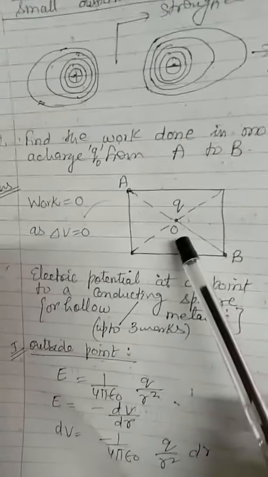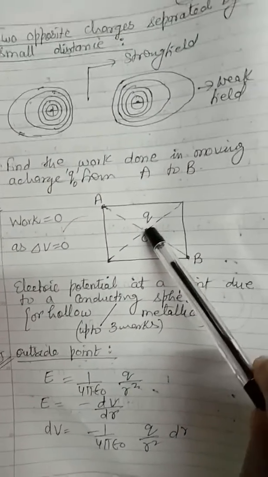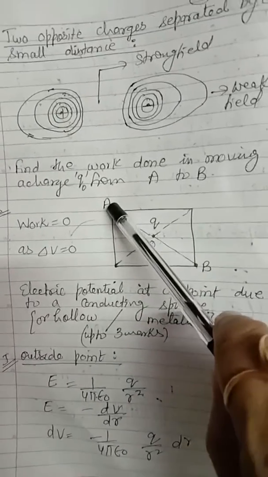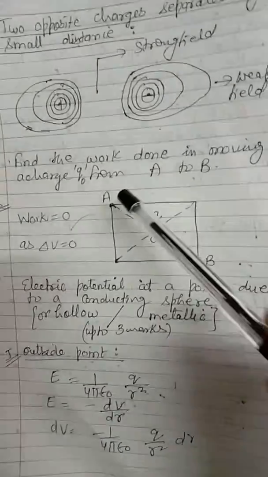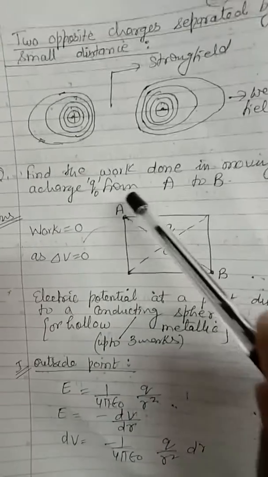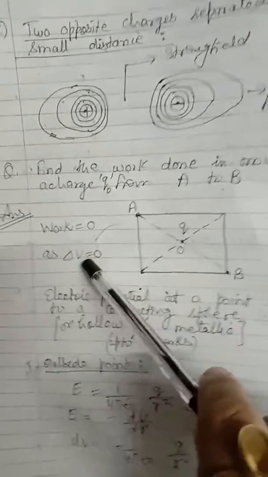Now, one last question. Say we are having a charge kept at the center of a rectangle or a square, and say we move any other charge, for example a test charge, from A to B, meaning diagonally opposite corners. Then the diagonally opposite corners are at the same distance from the charge. So we can say in that case, A and B are at the same potential. So the work done in taking the charge from A to B, for any other charge Q, will be 0.